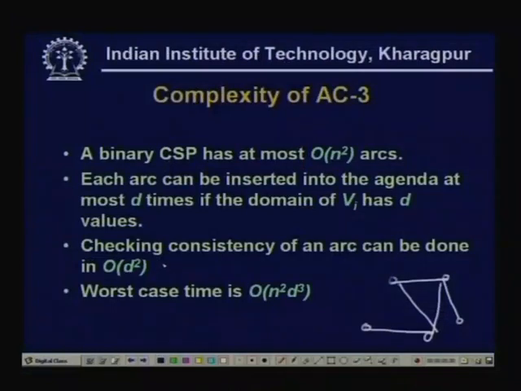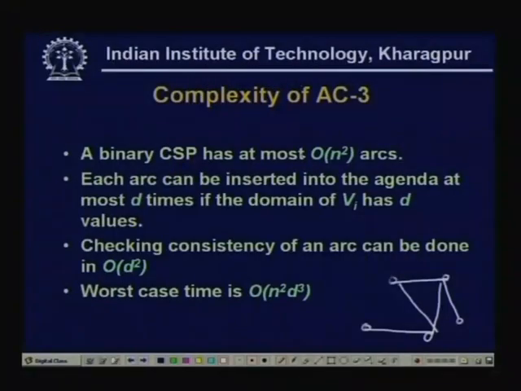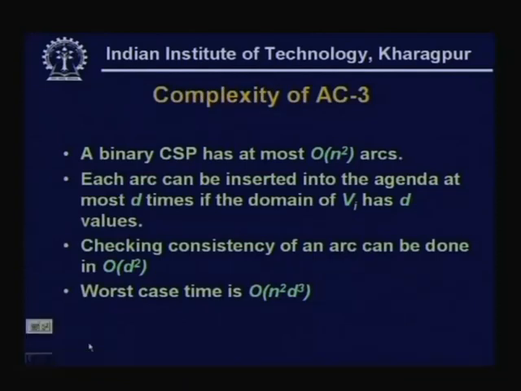Now, checking the consistency of an arc can be done in order d square time, because we check it against all the values in the domains. So, the worst case time complexity of this algorithm is n square times d square times d, which is big O of n square d cube. So, O of n square d cube is the worst case complexity of the AC3 algorithm.